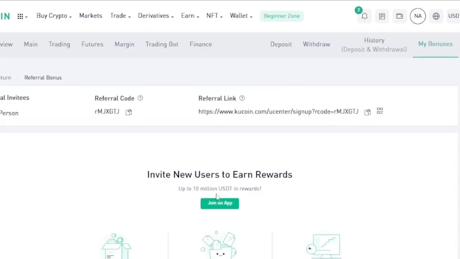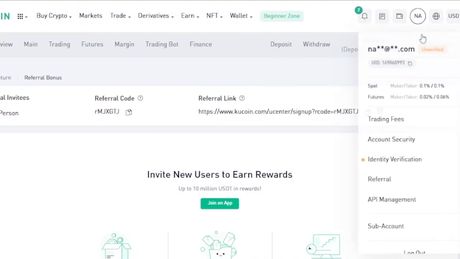So invite new users to onboard, so you can get this bonus from this option. You can just copy this referral link, and you can ask other people to join the platform using your referral link, and then you're going to get the bonus out of it. So here you can see that these are all the options.